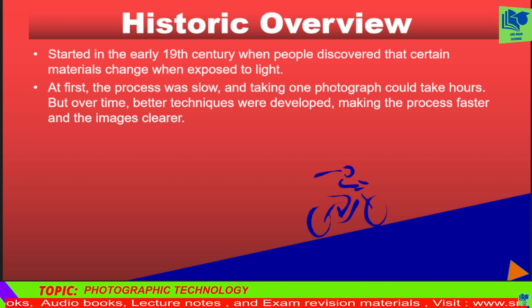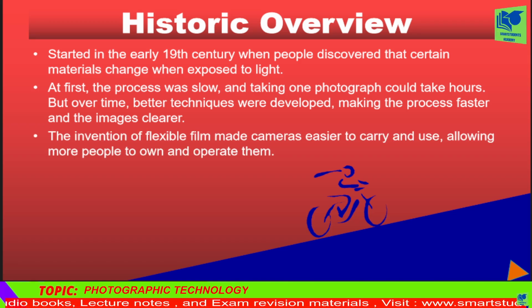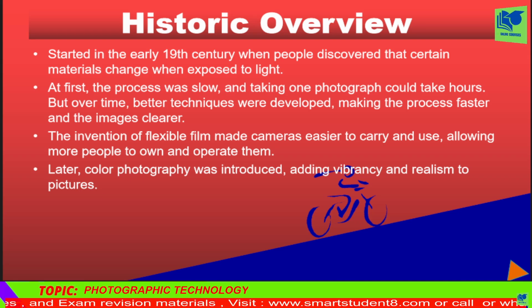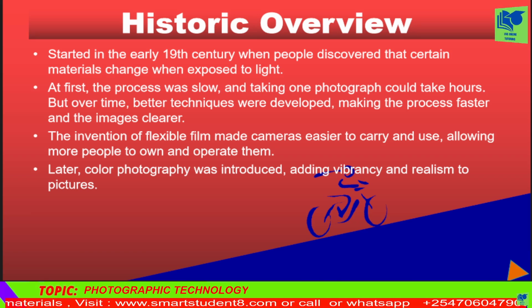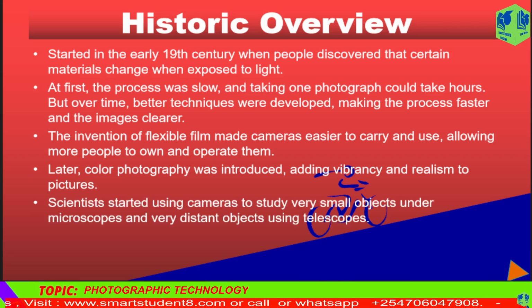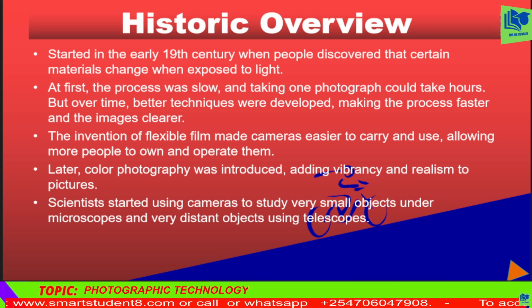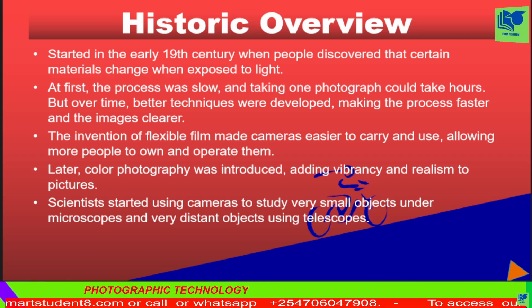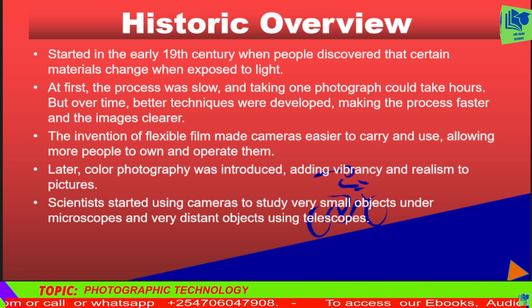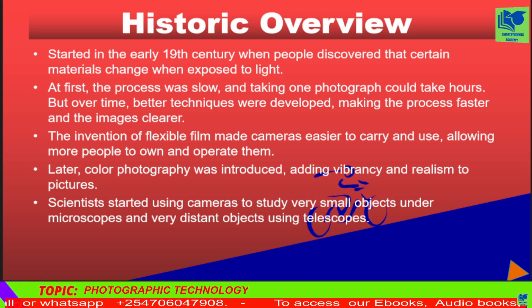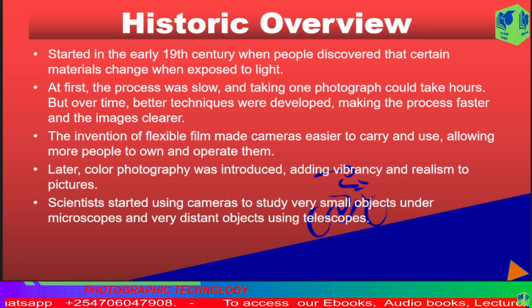The invention of flexible film made cameras easier to carry and use, allowing more people to own and operate them. Later, color photography was introduced, adding vibrancy and realism to pictures. This changed how we documented events and discoveries, both in everyday life and in science. With further improvements, instant cameras were created, allowing people to see their photos right after taking them. The shift from film cameras to digital cameras was another big milestone. Digital cameras made it possible to store hundreds of photos on a small memory card and view them instantly on a screen.